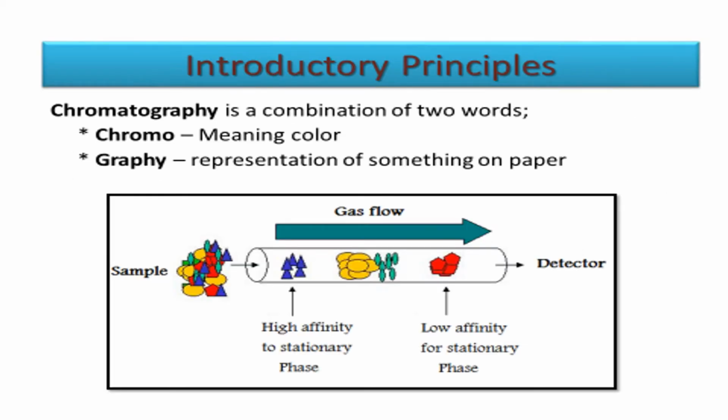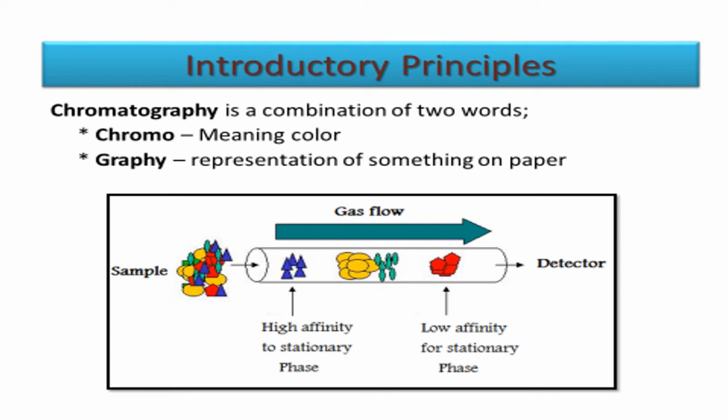Now, chroma means color, and the word is a combination of two words, chroma and graphy, meaning to sketch color, but it also applies to non-colored substances. It was first proposed by the Russian scientist Tswett.